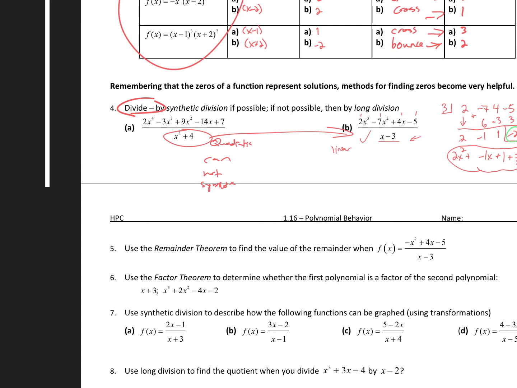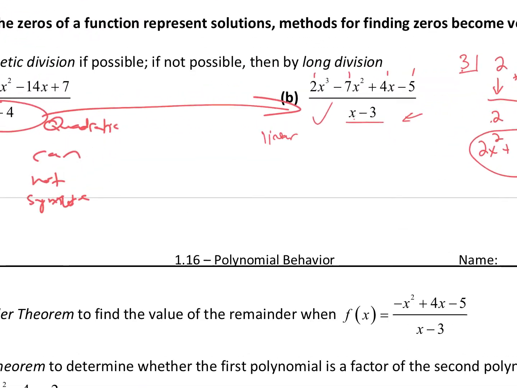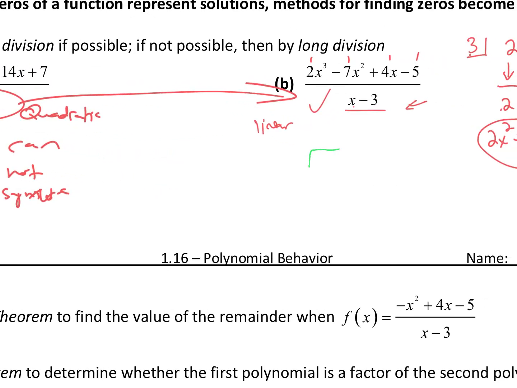Now, long division does the same thing. It's just in a different format. Think of it just like you would long division in a normal problem. What I think would be helpful here is actually to do the same problem as a long division problem. So to do that, I'll use this in green. We put x minus 3 on the outside, 2x cubed minus 7x squared plus 4x minus 5.